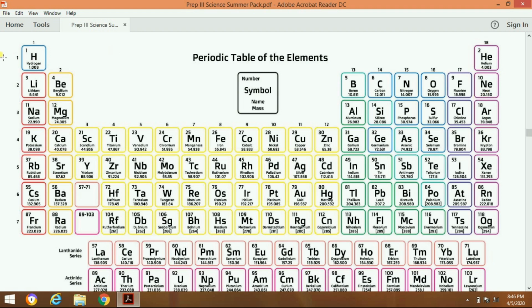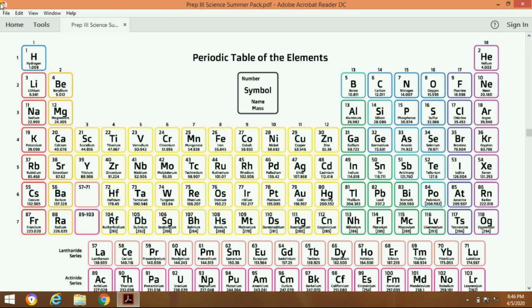You can see here there are seven horizontal rows in the periodic table, 1 from left to right, 2, 3, 4, 5, 6, 7. These horizontal rows are called periods. That is, the modern periodic table contains 7 periods. Got it? The modern periodic table contains 7 periods.